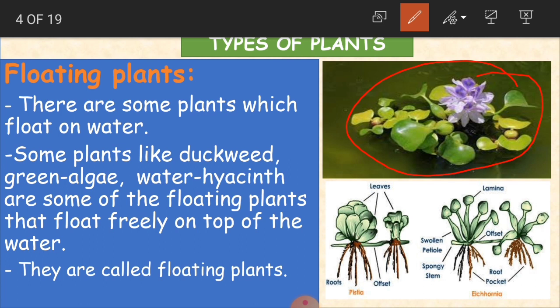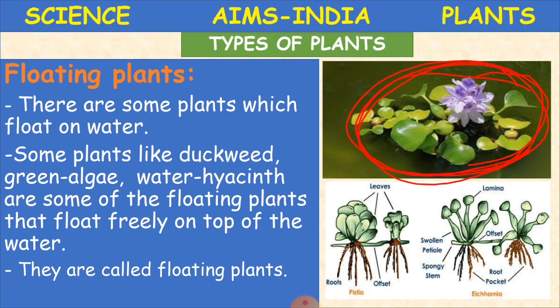Same like that here, these plants float on the water. As you see in the picture here, it is on the water, floating. For example, duckweed, green algae, water hyacinth. These are some types of floating plants, and they float freely on the top of the water. We are able to see very clearly that they are on the top of the water. They are called floating plants. Clear children?